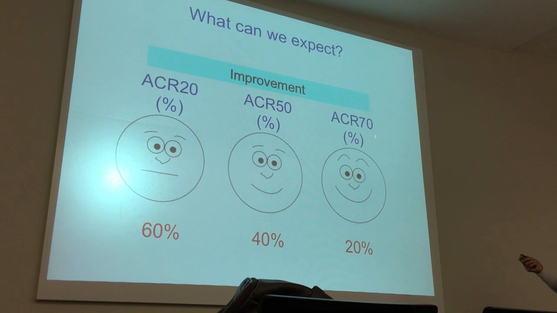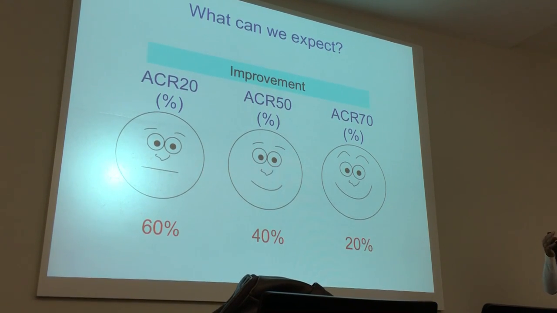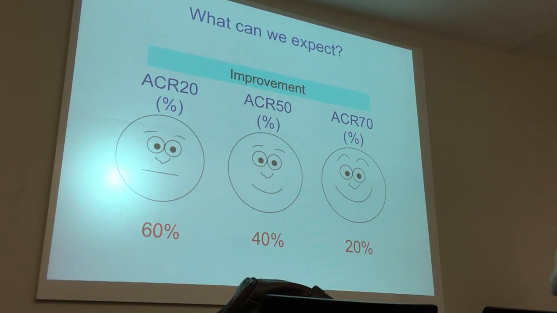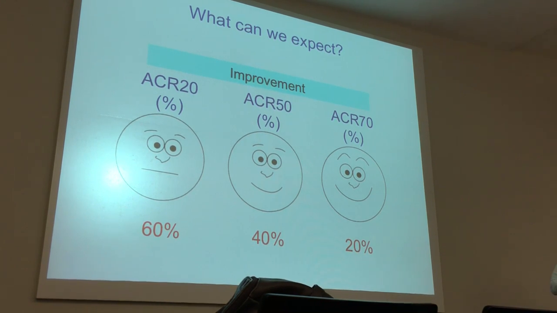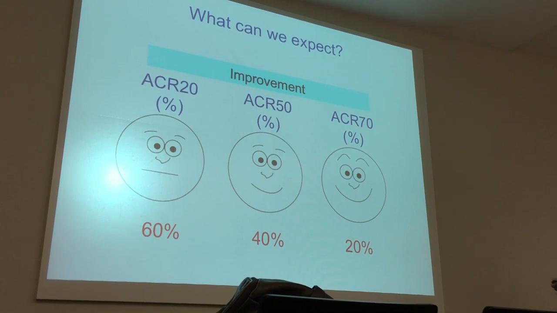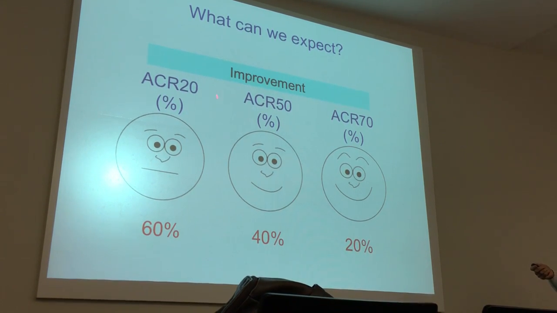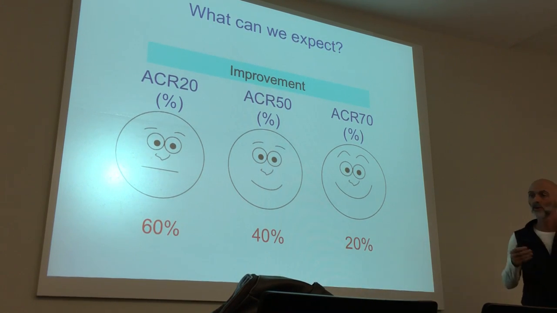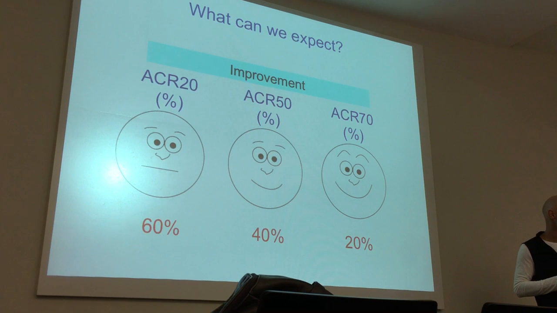You see this in the field of dermatology. There you have certain scores where you really have 100% improvement. In rheumatology, this doesn't exist so far. And only 20% have a 70% improvement. So a substantial improvement is actually an ACR50 response, so half better, if you want. Usually we always look at these ACR20 response rates because in most cases they look much more impressive.